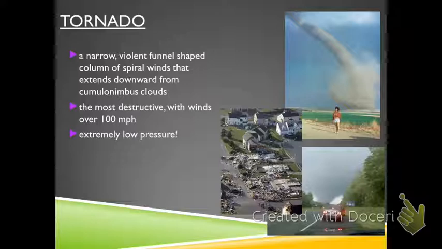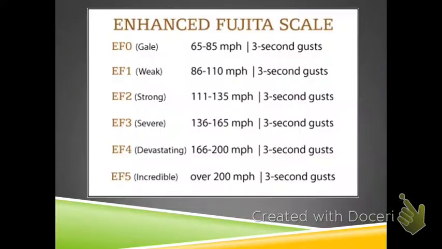Tornadoes can have speeds up to 350 miles per hour. They can last minutes and destroy everything in their path. The scale used to measure tornadoes is called the Enhanced Fujita scale. The Enhanced Fujita scale is used to categorize tornadoes based on their strength. The strength of a tornado is dependent upon their wind speed.